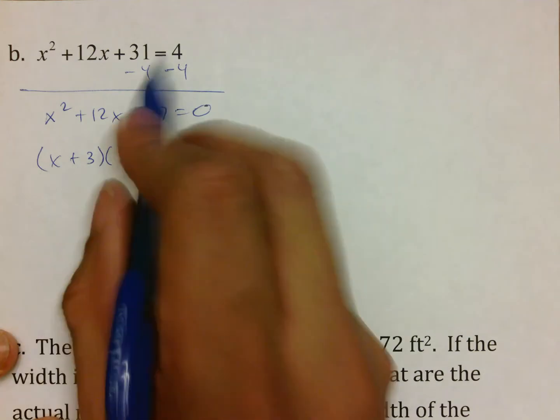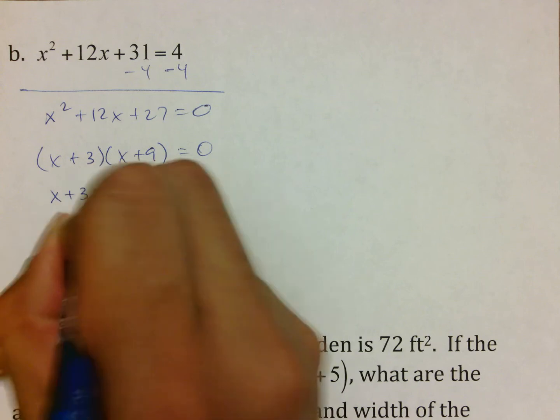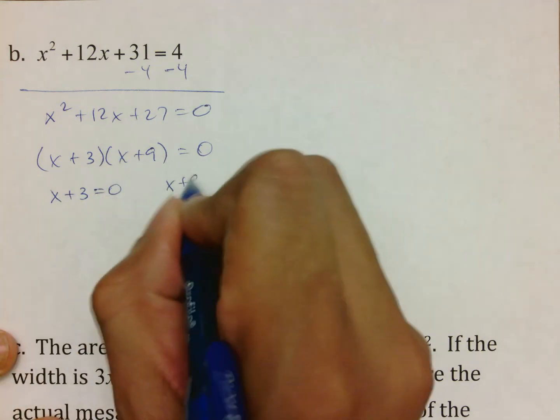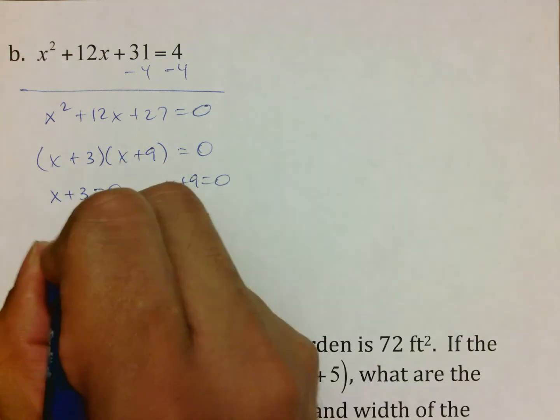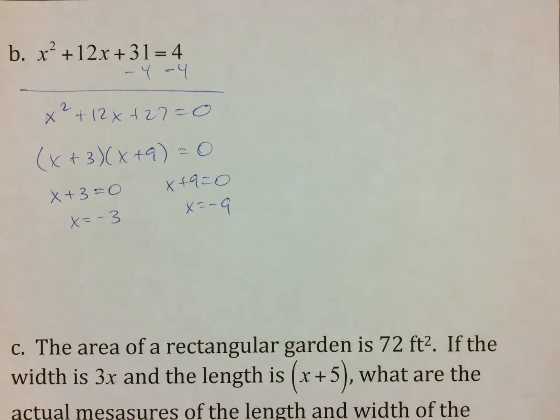But again, 3 times 9 is 27. 9 plus 3 is 12, so it works. We will then go x plus 3 equals 0, x plus 9 equals 0, which means that x is -3 and x is -9. And that is where we are.